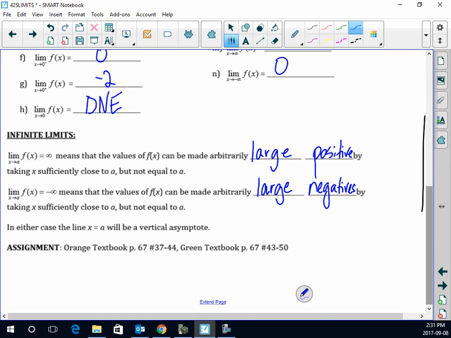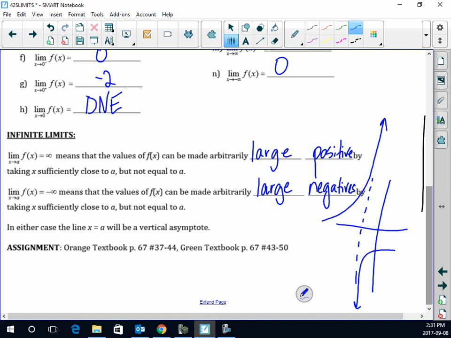So in either case, the line x equals a is a vertical asymptote. And we know that from grade 12 pre-cal. When you have a graph here and you have a vertical asymptote, you might be going, say, all the way up there, or you could be going all the way down there, right? Yes? But you have an asymptote there.